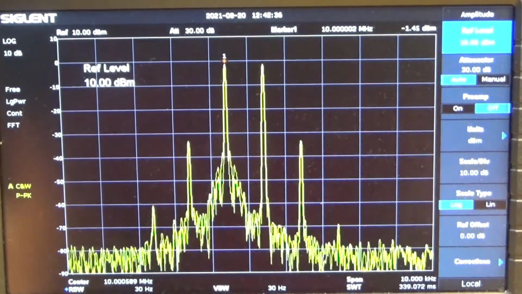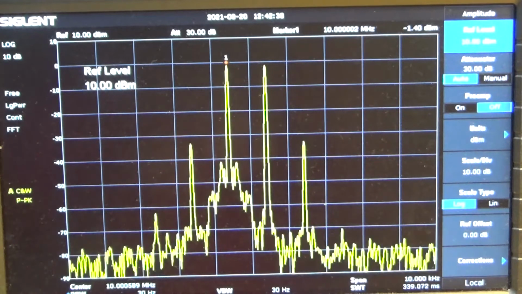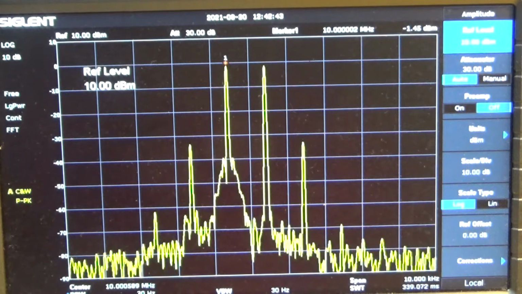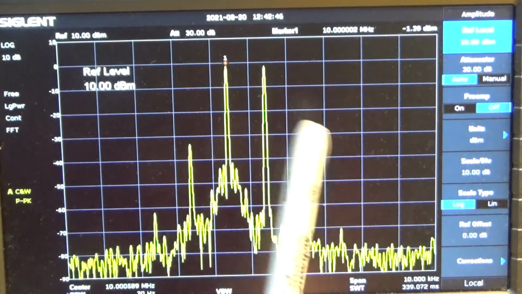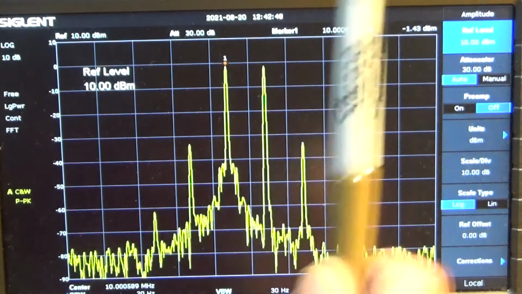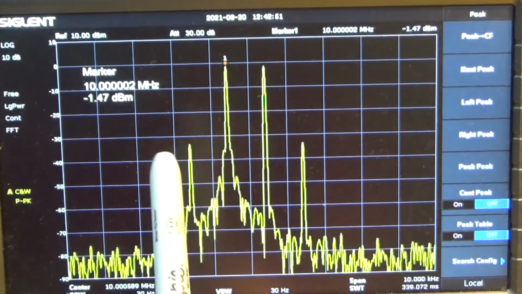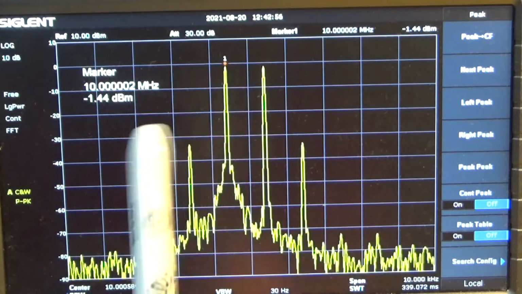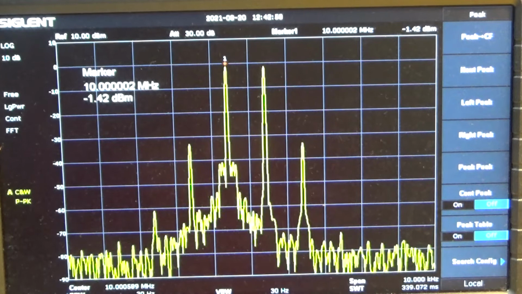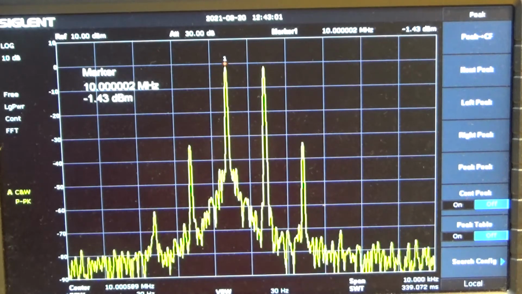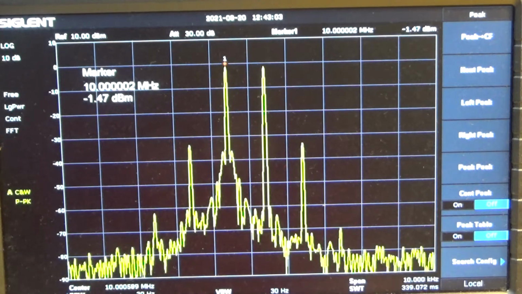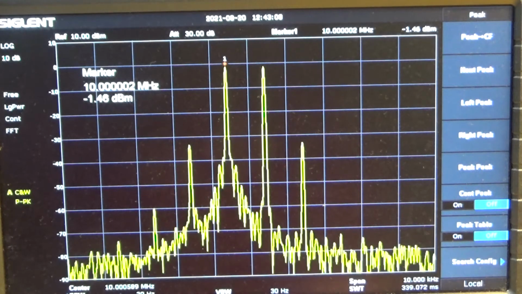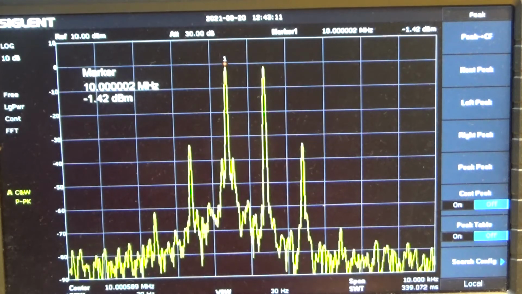I think that's fairly good. So now what we can see is we've got the two main signals still, and if I look at the peak, it's actually minus 1 dBm. So the amplifier is amplifying by 30 dB at 10 megahertz. When you consider all the losses in the balun and the rest, it's got a fair deal of gain at 10 megahertz.